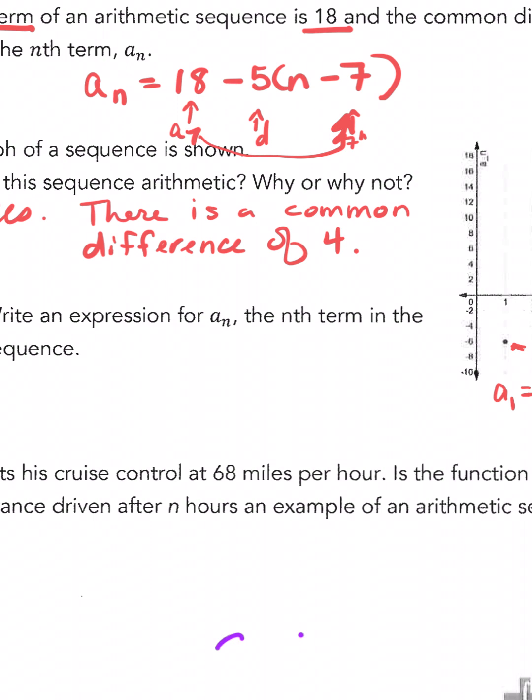Now write an expression for this guy, for the nth term. So what is A sub n? Can we use the first term one? So I'd use the first term version of this. So what is A sub 1? Plus what? Times what? Minus 1, right? Got it? Mario sets his cruise control at 68 miles per hour. Is the function that represents his total distance driven after n hours an example of an arithmetic sequence? Why or why not?